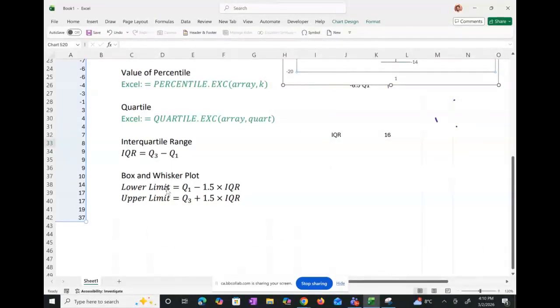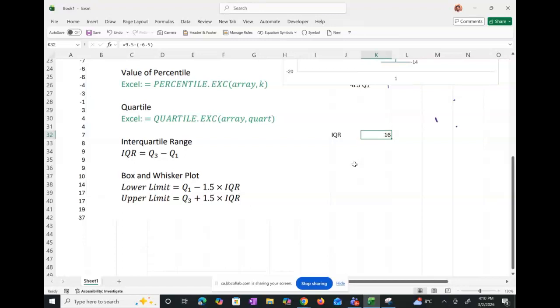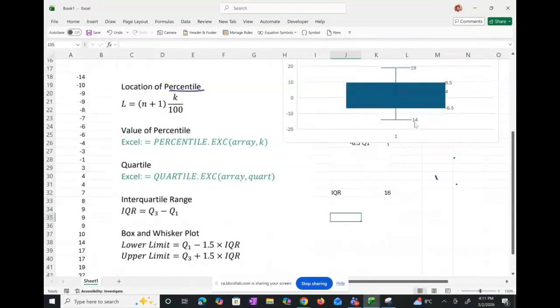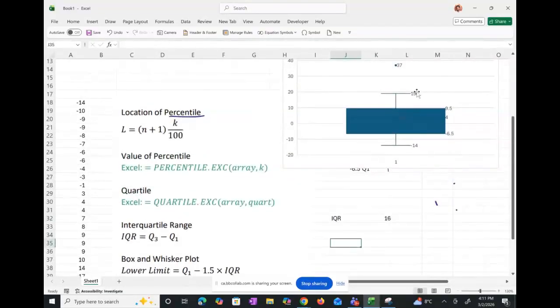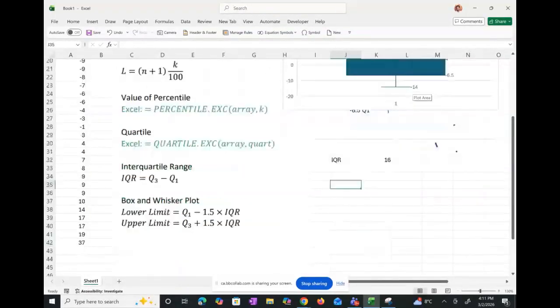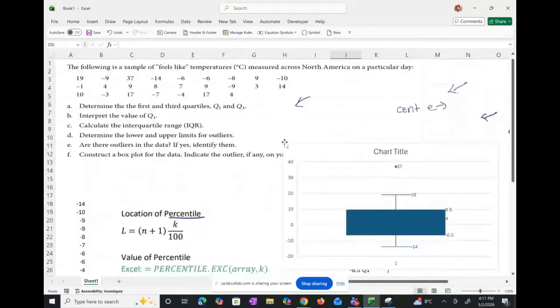The lower limit you can always find for a data set by using Q1 minus 1.5 times IQR. IQR in this case is 16. Q1 value was minus 6.5. So you can do the math and find the lower limit, and in the same way Q3 plus 1.5 times IQR gives the upper limit. Lower limit will come out to be negative 14, upper limit will come out to be 19. Any value lower than minus 14 or any value above 19 will be considered an outlier.